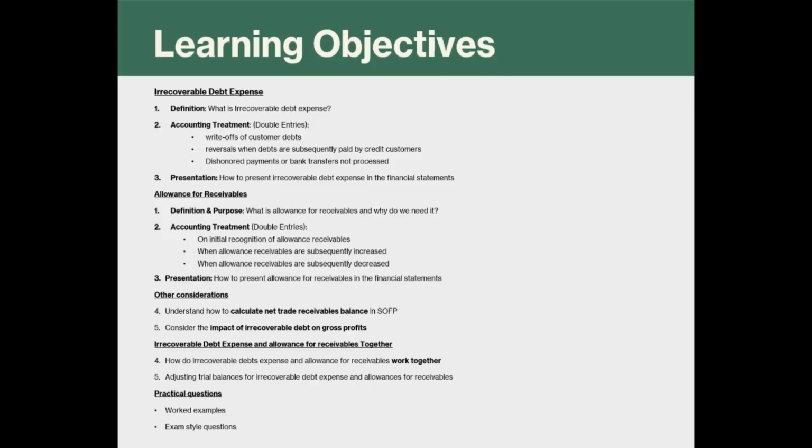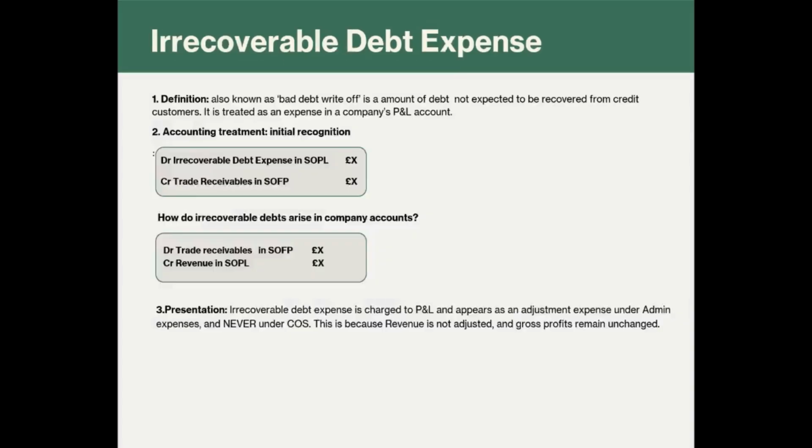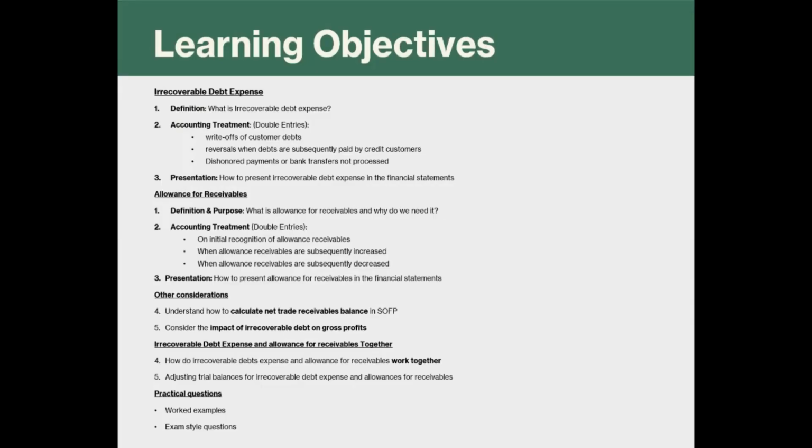In this chapter, we introduce two key accounting concepts: irrecoverable debt expense and allowance for receivables, within the context of company accounts. We will begin with irrecoverable debt expense, starting with its technical definition to help you understand the underlying accounting concept. From there, we will look at the accounting treatment in detail and work through the double entries required for irrecoverable debt expense. You will then apply this knowledge to prepare journals for three different categories of transactions that fall under irrecoverable debt expenses.